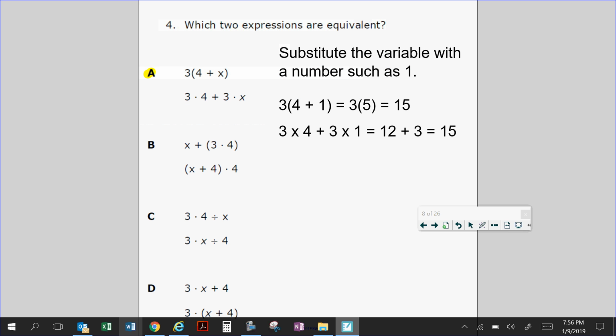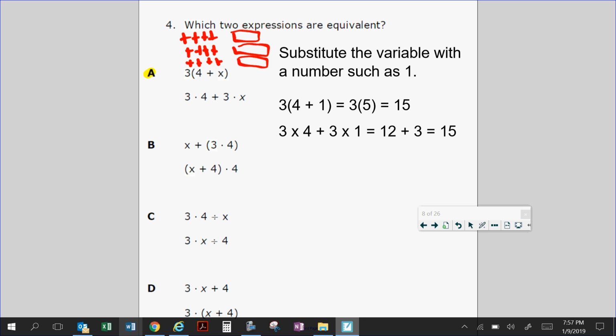What else do you need to know to be successful in an upcoming test? You have to figure out which property or which expression is equivalent. So there are many ways to do it. You can do it with pictures. For example, 3 groups of 4 plus x. So I need to draw 3 groups of 4 plus x. Is that the same thing as saying 3 groups of 4, 3 times 4? Yep, plus 3 x's. That's why A is correct.